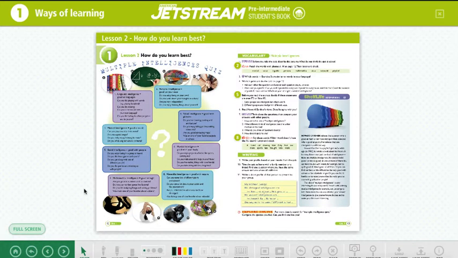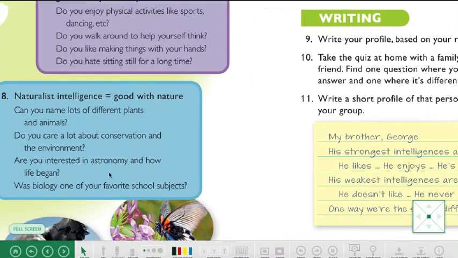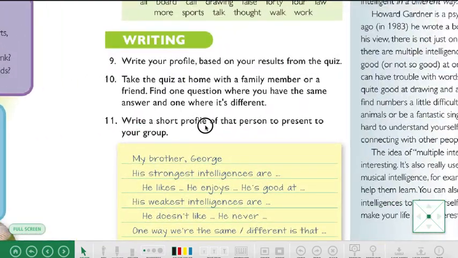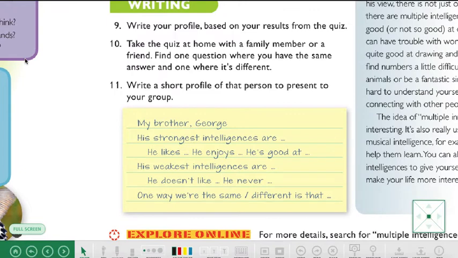Now let's go back. So we have exercise number 2, exercise number 7, 8, and finally in this lesson we have the writing task. Look at this. This is about this quiz, about the multiple intelligences. We are not going to do the number 9, skip it. And the number 10 maybe is necessary, but I don't think so. In the number 11 we have write a short profile. Profile means perfil o como una descripción de alguien of the person that you made the quiz.